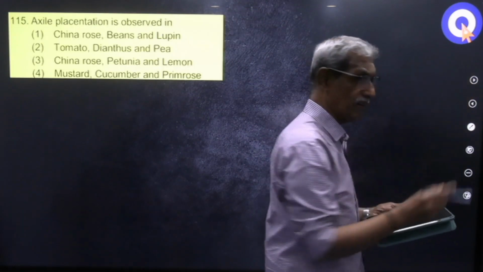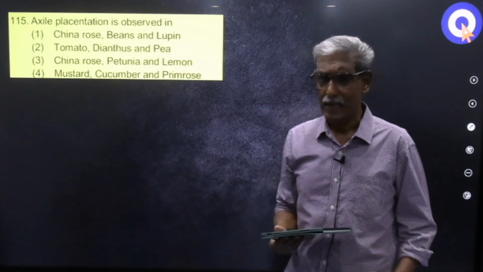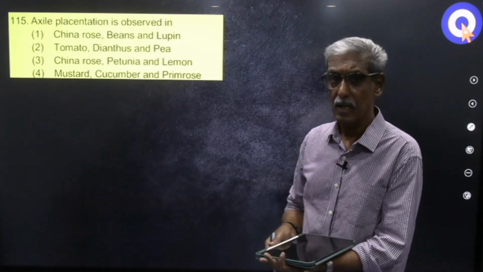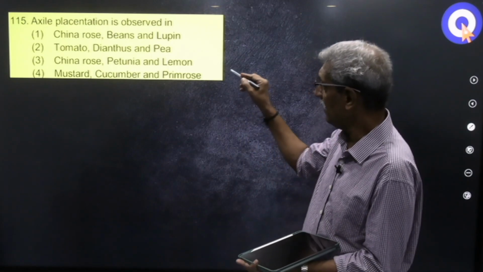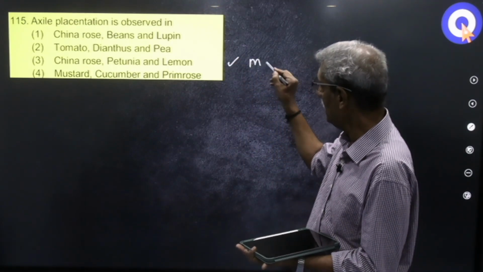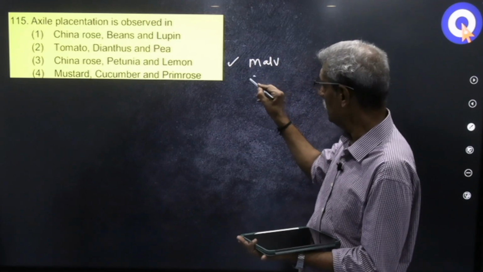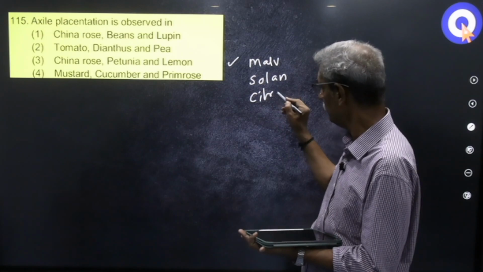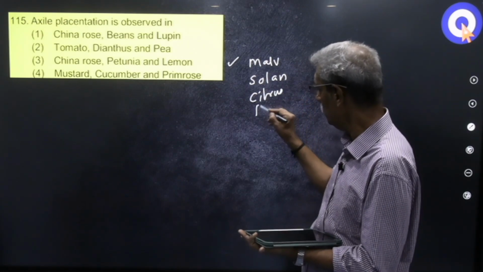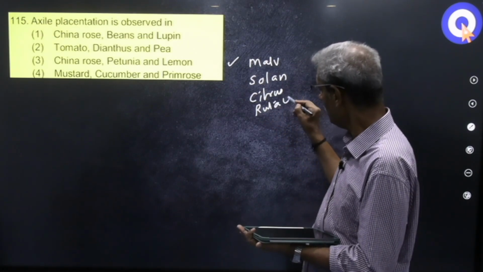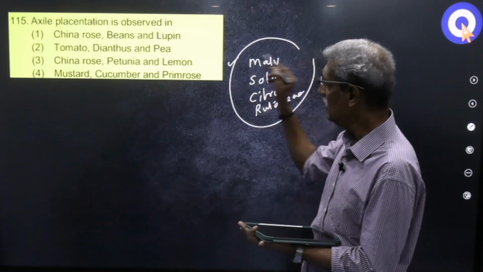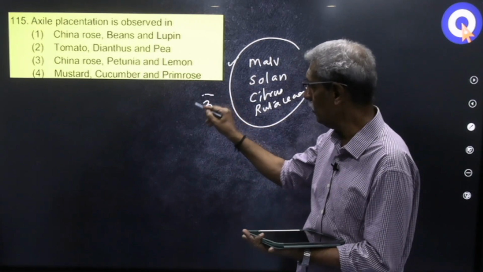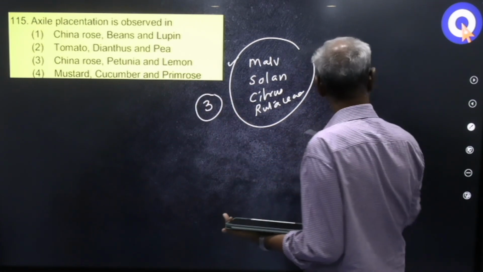Now, we come to morphology, and remember in the case of morphology we have axile placentation. Axile placentation is common in the case of China rose, which belongs to Malvaceae, Petunia, which belongs to Solanaceae, and lemon, which belongs primarily to Rutaceae. These are standard straight statements from your NCERT book, and the option is 3.